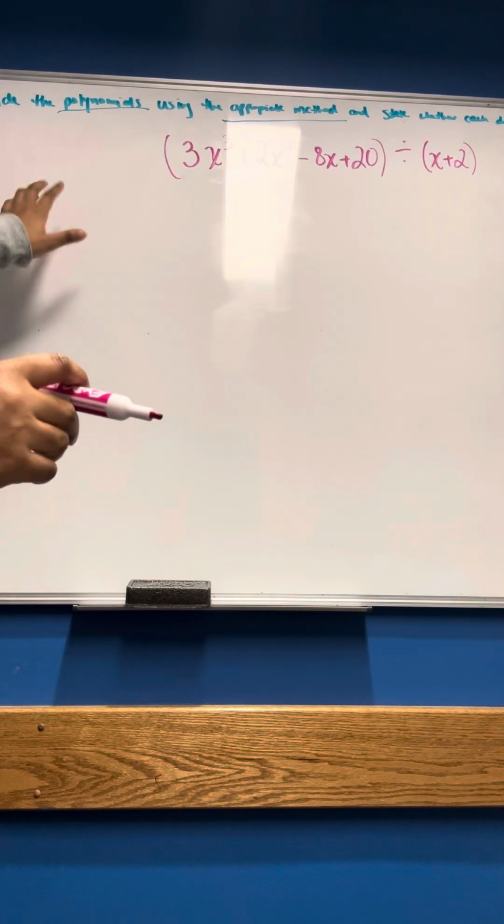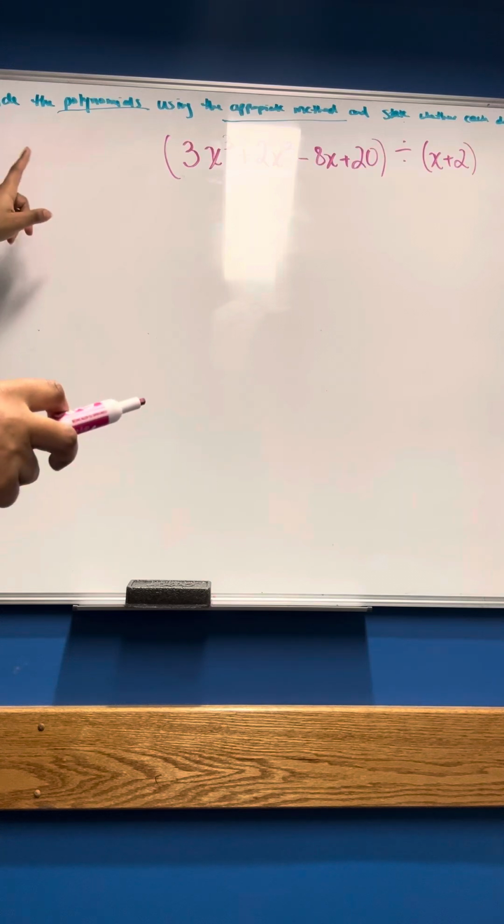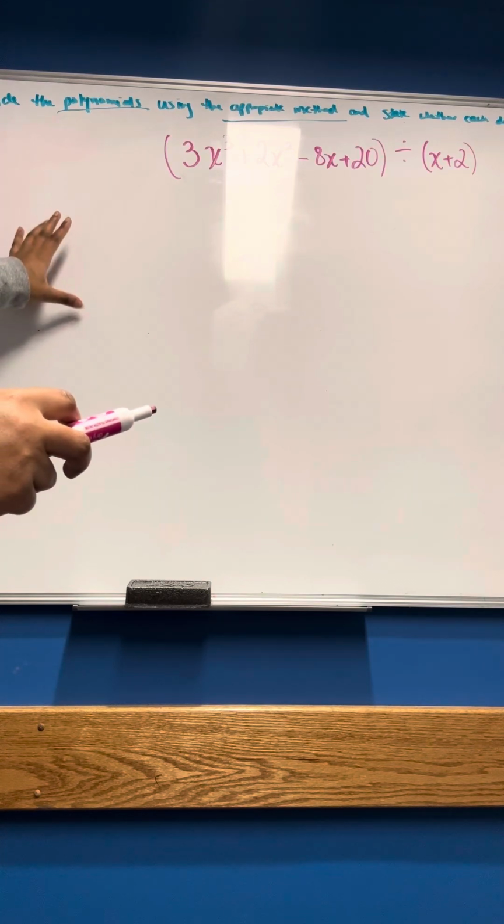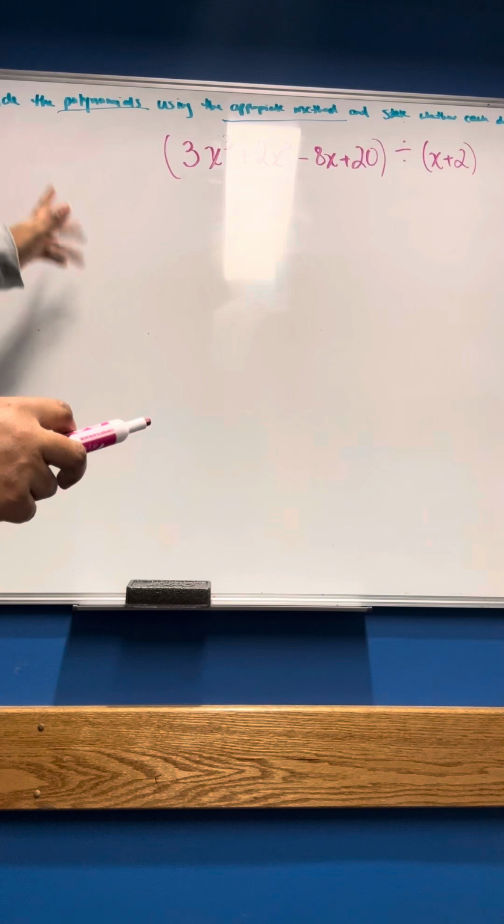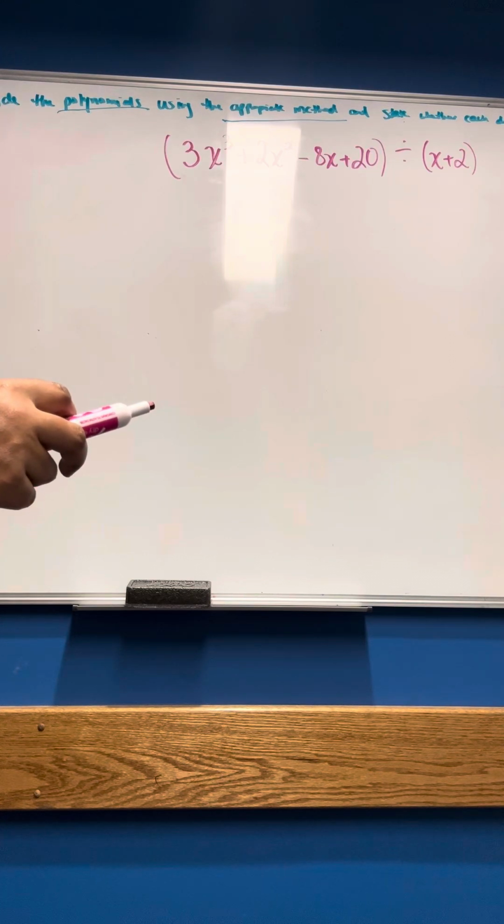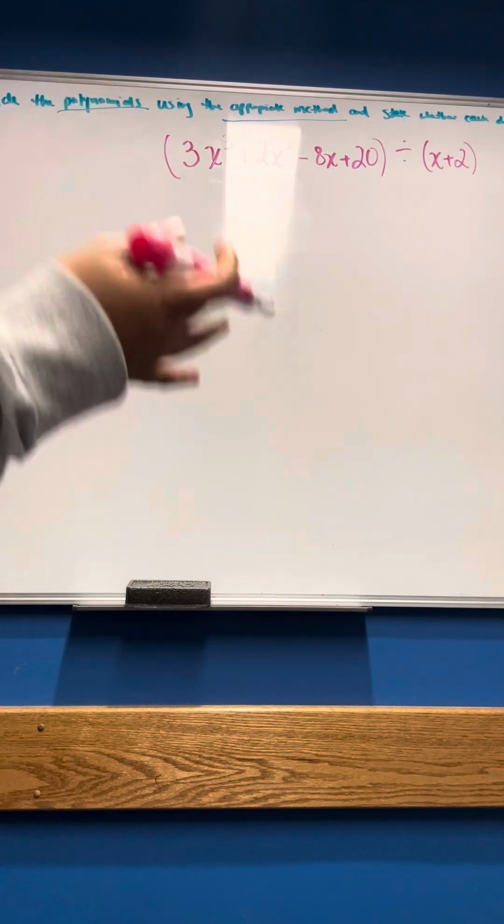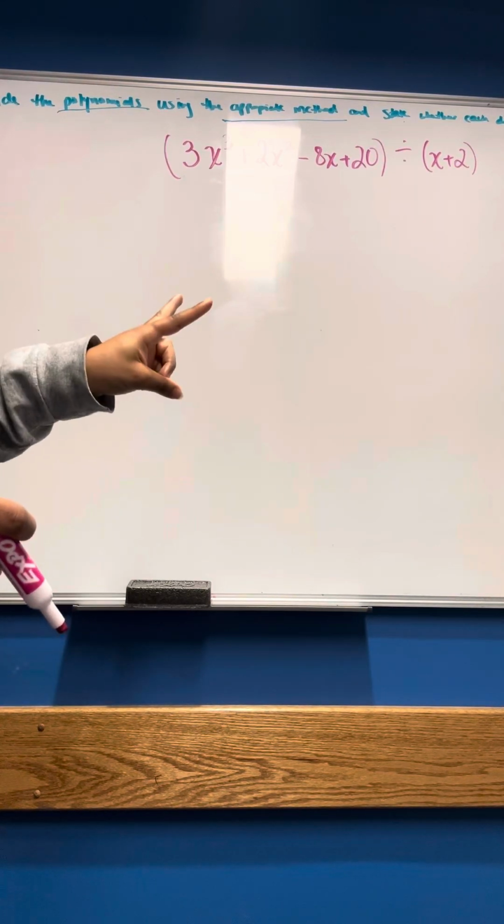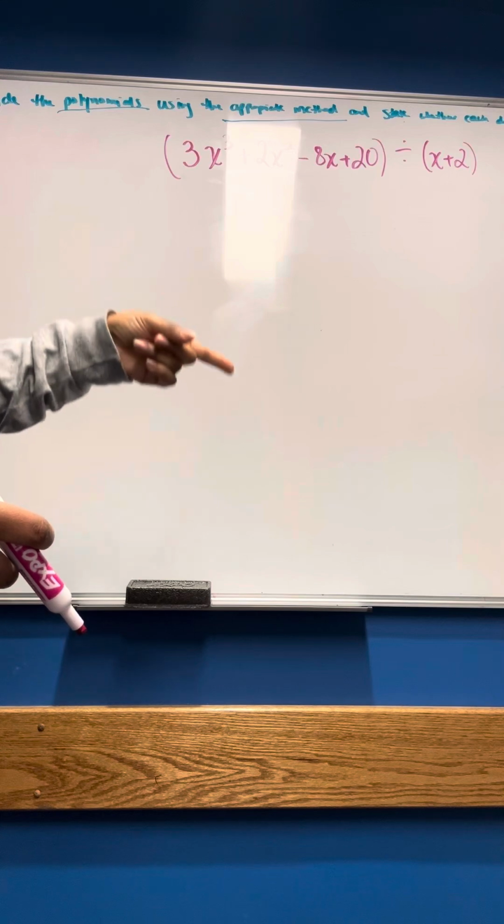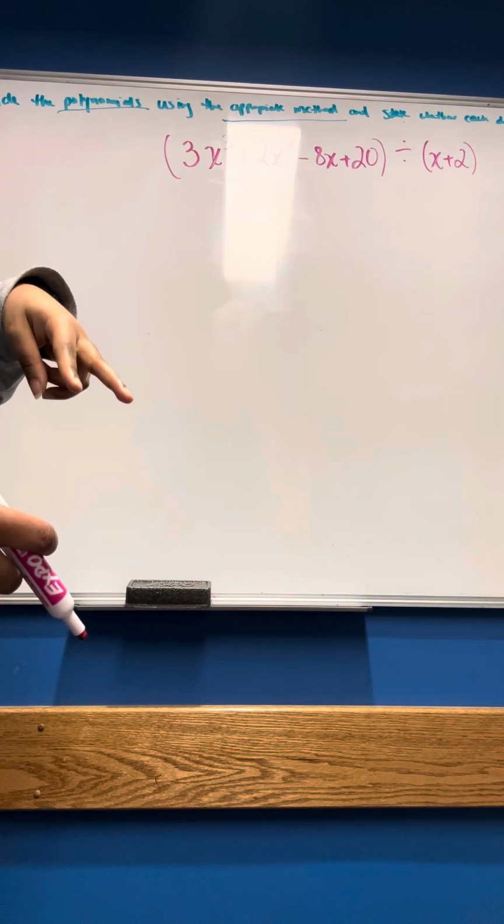Now this is number 3, I think, on the back of the page, and the instructions say the same thing: divide the polynomials using the appropriate method and state whether each divisor is a factor. So the first part, divide the polynomials using the appropriate method. How do I find out the appropriate method? There's only 2 methods for dividing polynomials. It's either synthetic division or just regular long division.